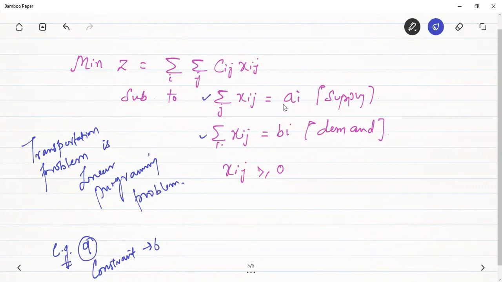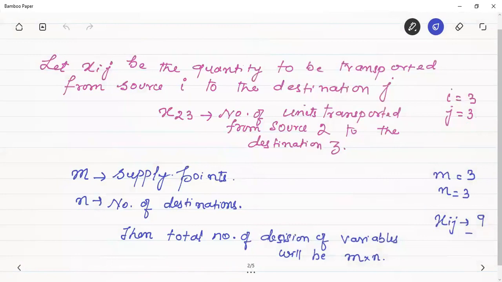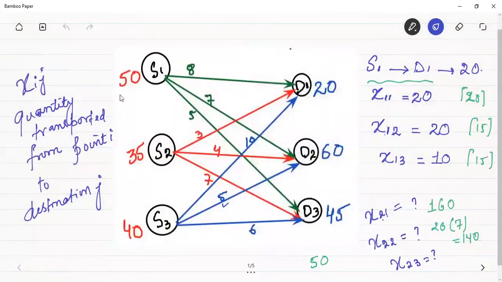Before moving forward, if I write that summation of Ai is equal to summation of bj. Ai is for a particular supply point and bj is for a particular demand point. If I sum all of these, what does summation of Ai mean? Let me tell you that. If I move back to my example, summation of Ai will be the summation of the supply of all these sources.